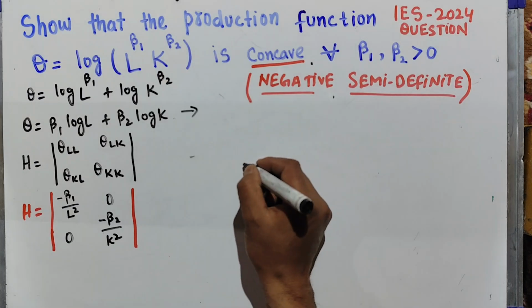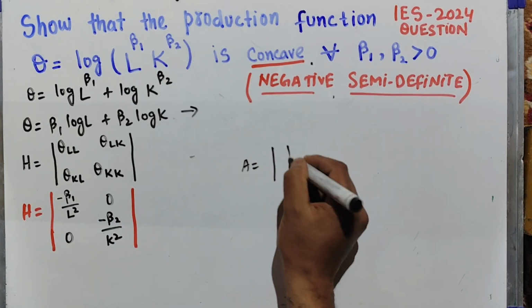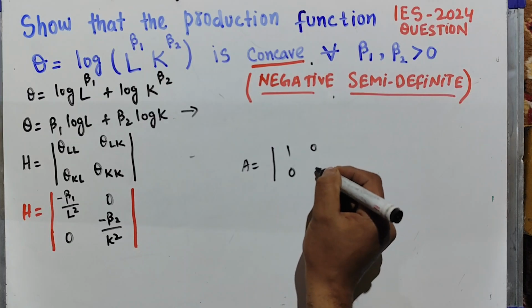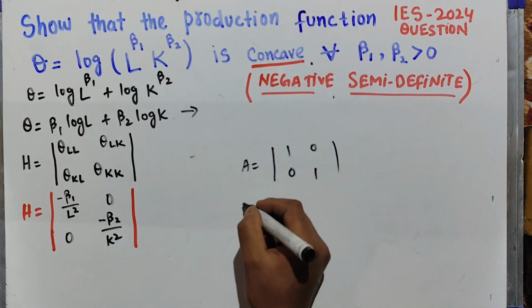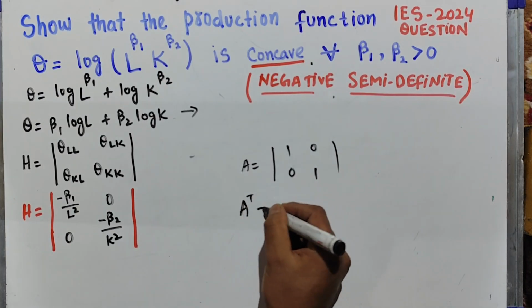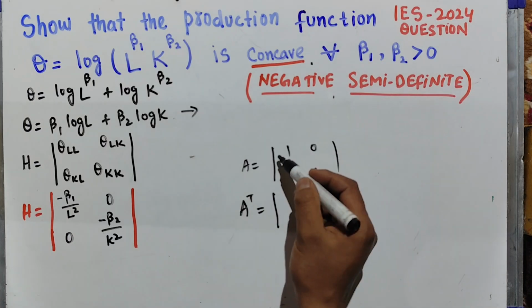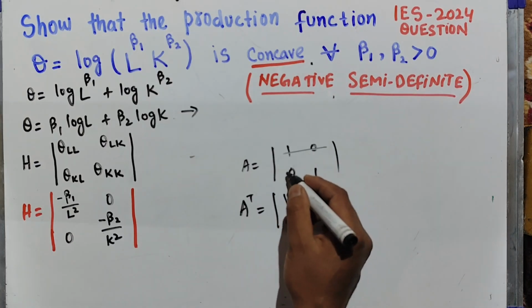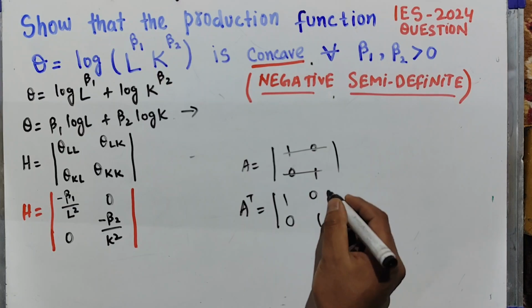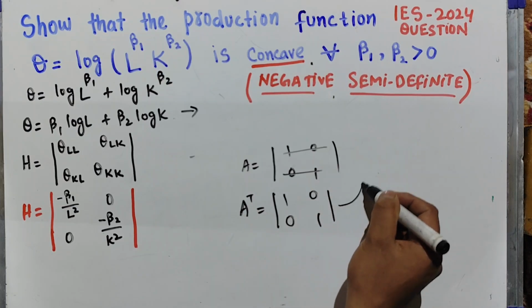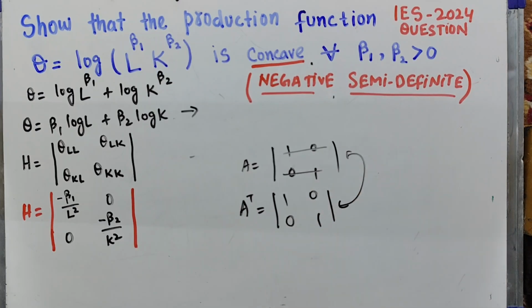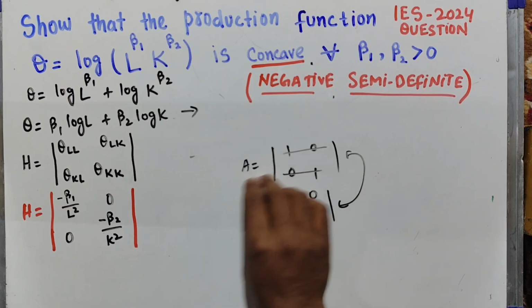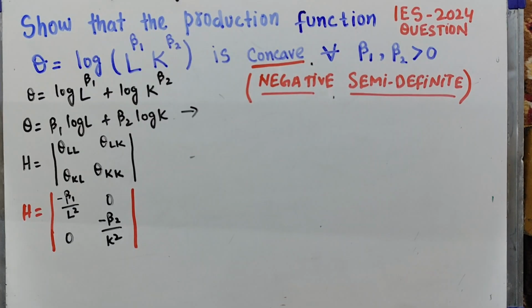That is, if I have a matrix A equal to 1 0 0 1, and I take its transpose, meaning interchanging rows with columns, this row becomes a column, this row becomes a column. Again this is equal to this matrix. So when the transpose of a matrix is equal to the given matrix, it is called a symmetric matrix.